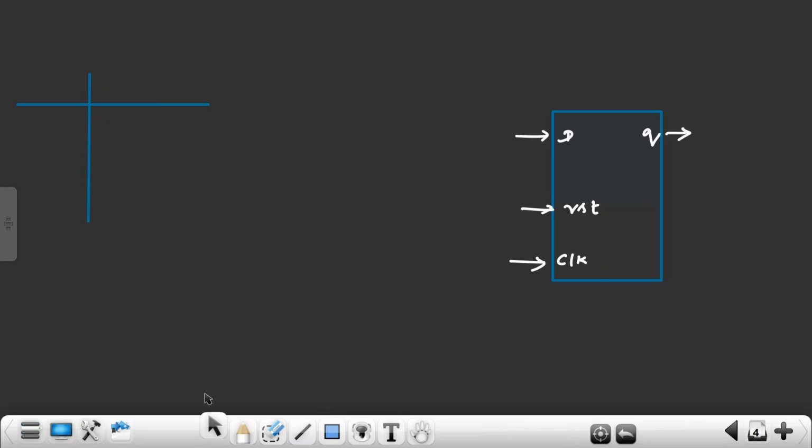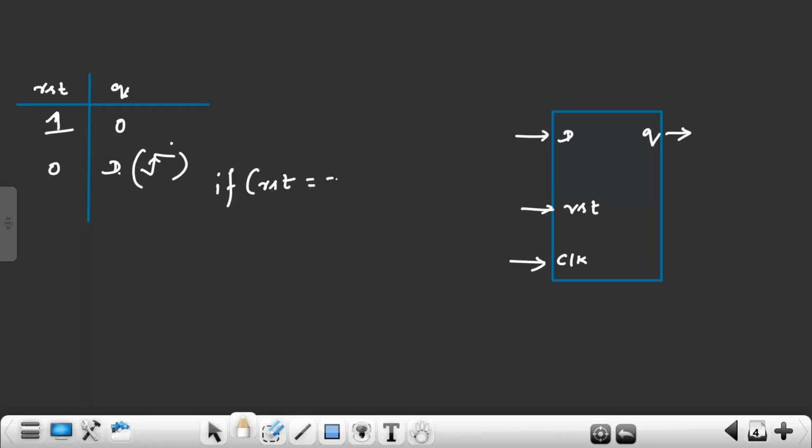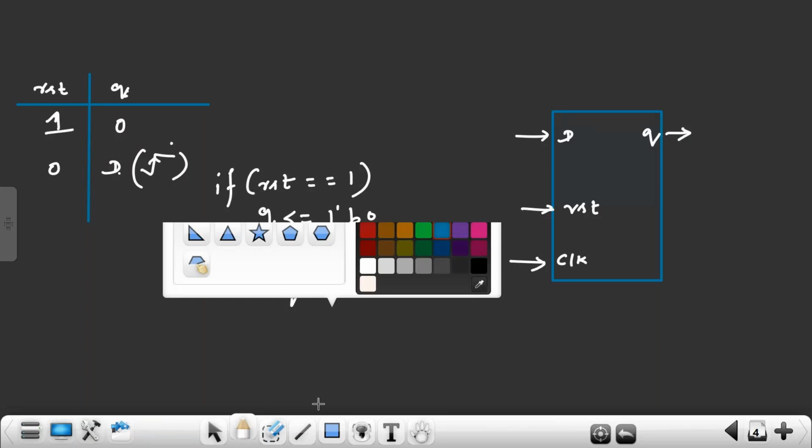You have a reset pin. Reset is asynchronous reset. If reset is 1, logic 1, output Q is always 0. If reset is 0, Q is going to take D at what edge? At the positive edge. At positive edge, Q is going to take value of D. This is the behavior of D flip flop. You can easily implement this by using if statements. If reset is equal to 1, your Q is going to take 1'b0. Else your Q is going to take D. So this is called behavior of a circuit.